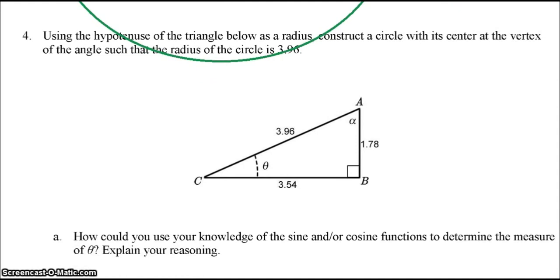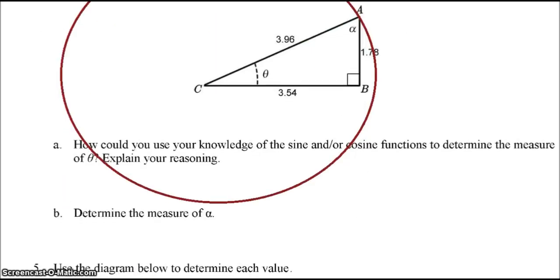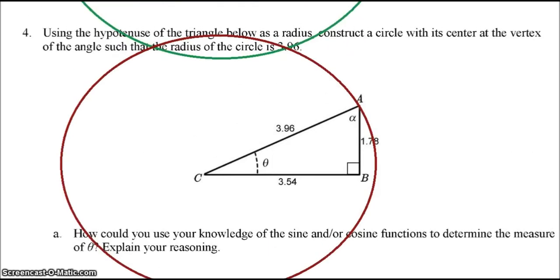Using the hypotenuse of the triangle below as a radius, construct a circle with its center at the vertex of the angle such that the radius of the circle is 3.96. Okay. How could you use your knowledge of the sine and or cosine functions to determine the measure of theta?